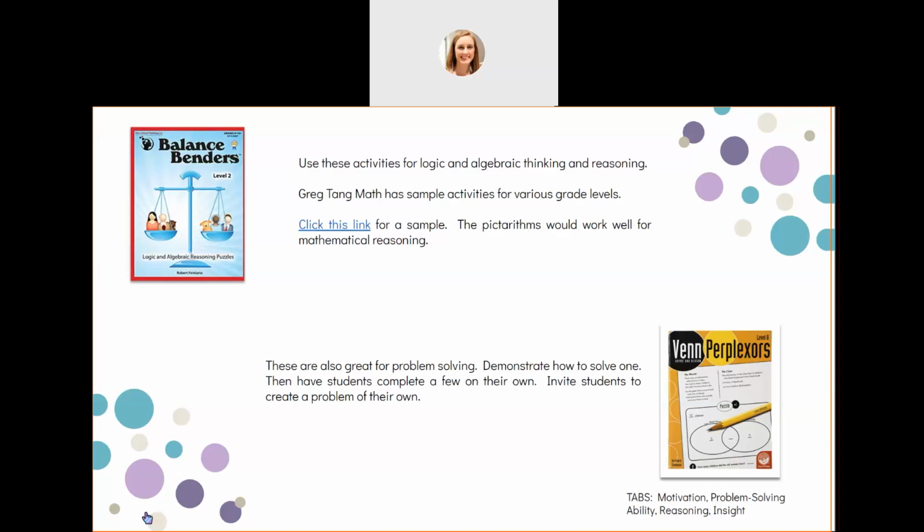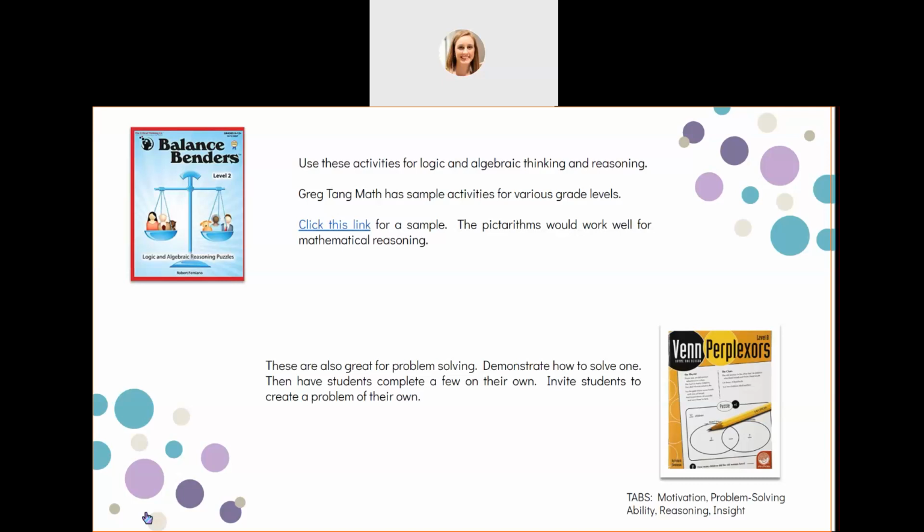If you follow him on Twitter, he shares some of these every once in a while for free. But these pictorhythms would work well for mathematical reasoning because the students have to think through and figure out the value of a given image and make sure that it adds up correctly. So you can get some samples at that link.